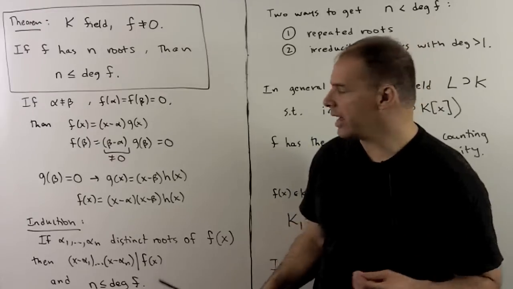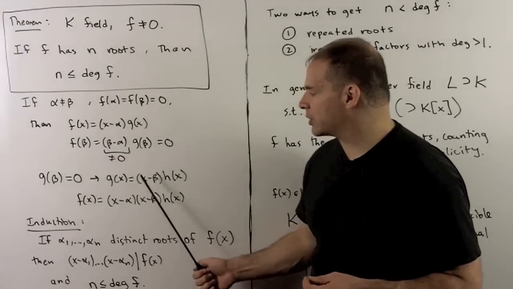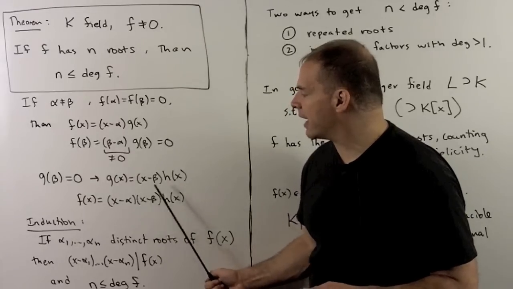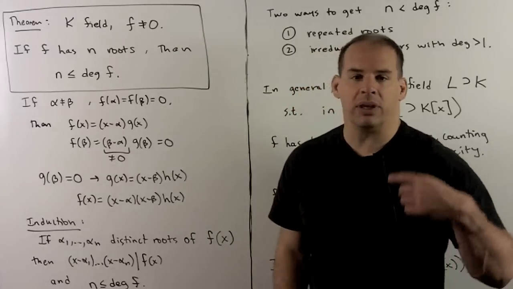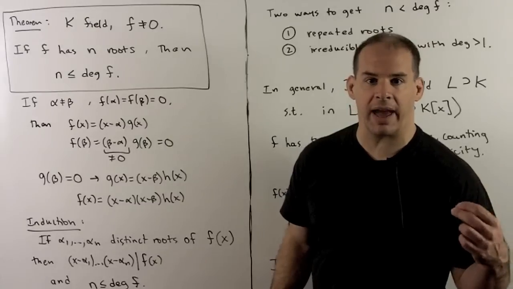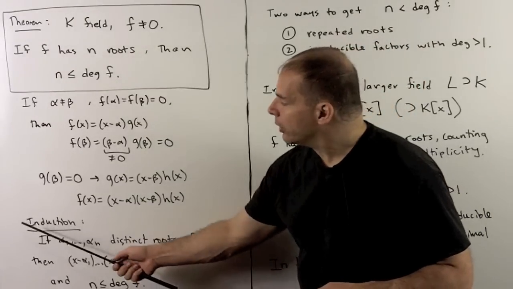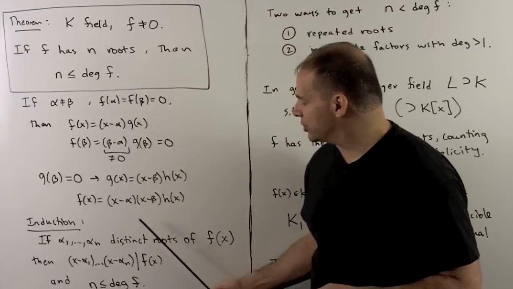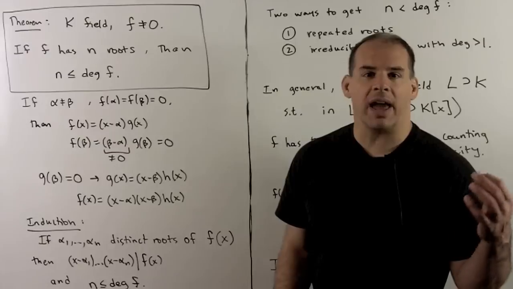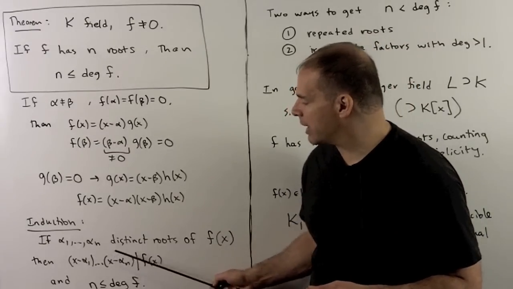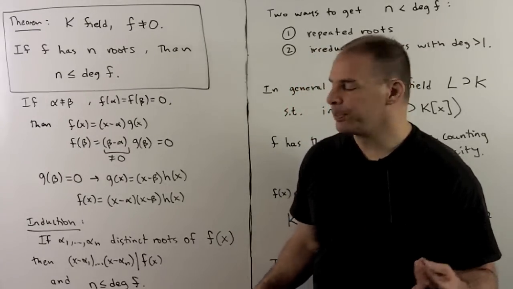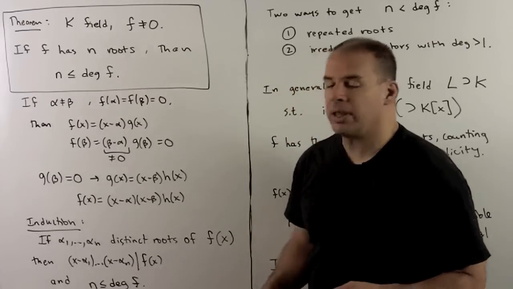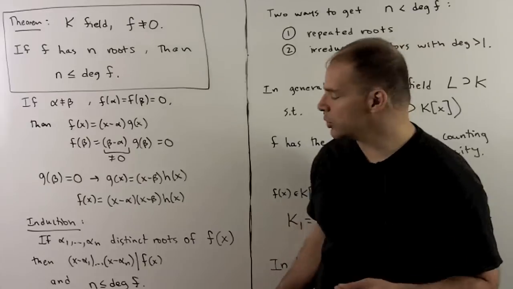We invoke the proposition again, so I can write g of x equal to (x minus beta) h of x. We substitute, and then I have f of x equal to (x minus alpha)(x minus beta) h of x. And we keep continuing this process for as many roots that we have. So, we use induction to prove it. If alpha 1 through alpha n are distinct roots of f of x, then the product of x minus alpha 1 through x minus alpha n divides f of x. Because this polynomial on the left-hand side has degree exactly equal to n, n is less than or equal to the degree of f, which is what we're looking for.